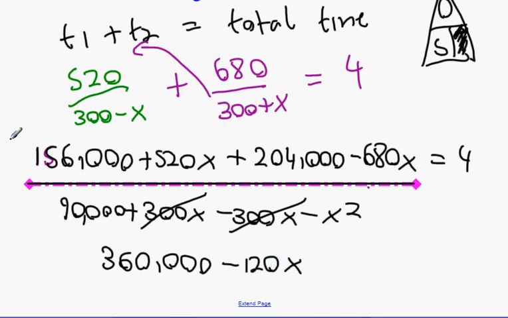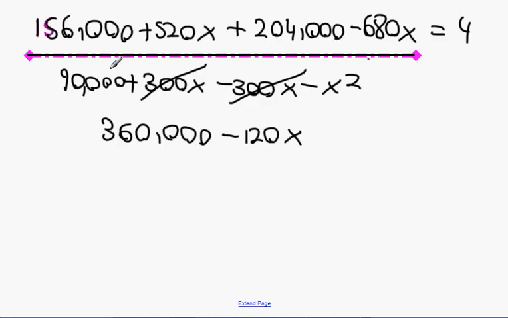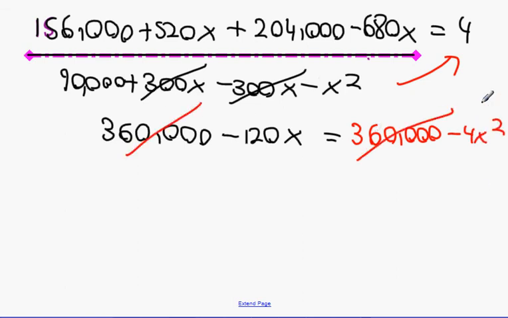Okay, multiply 90,000 by 4 when you cross multiply it. 90,000 by 4, 360,000, and finally minus x squared by 4 is minus 4x squared. Now what's going to happen is the two of them are going to cancel. Bring over your 4x squared. 4x squared minus 120x equals 0.